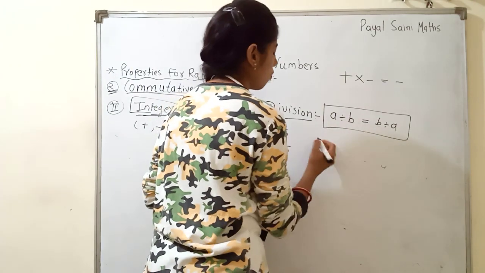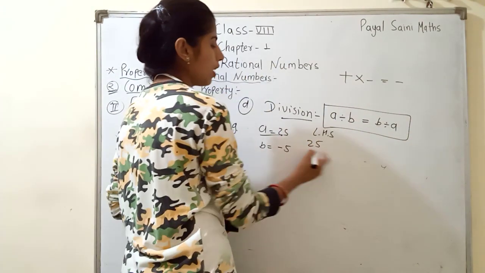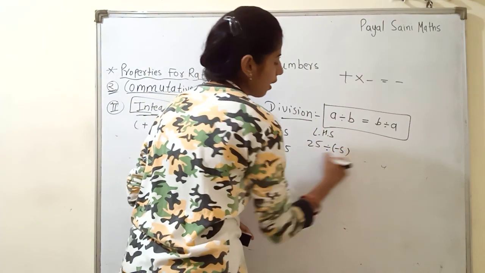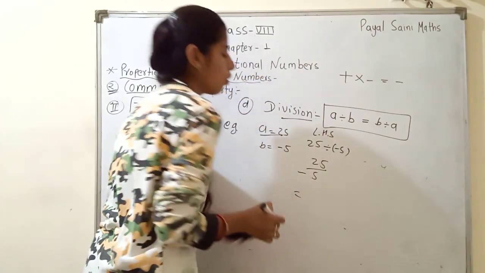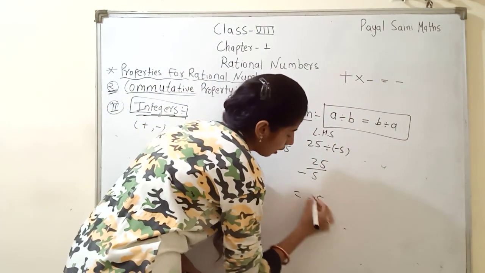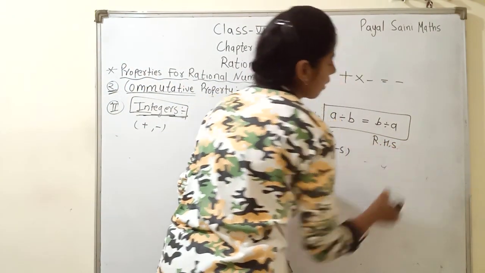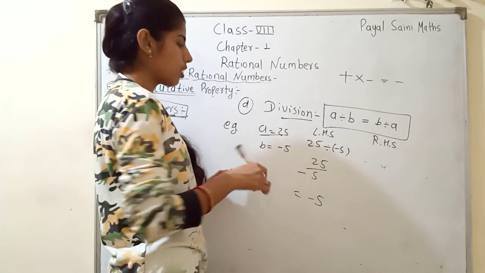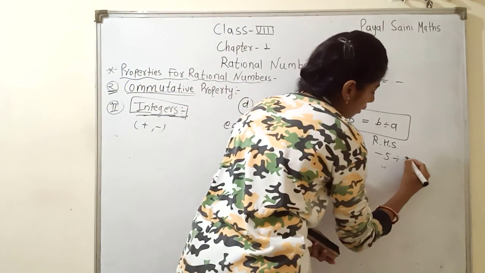By this we write the statement: A value is 25, divided by B value, minus 5. Then 25 divided by minus 5. We know that 25 divided by 5 is how many times? 5 times, and the minus sign is here. Now we check the right hand side. What does it say? B divided by A, then minus 5 divided by 25.